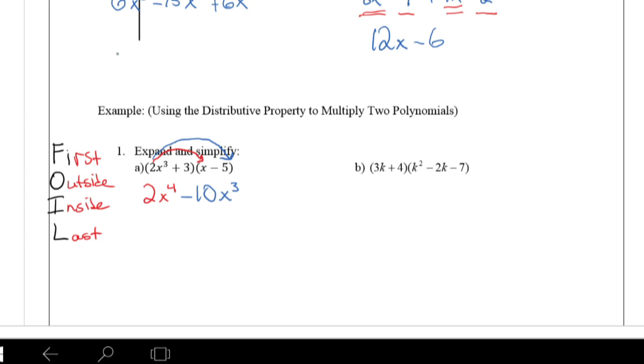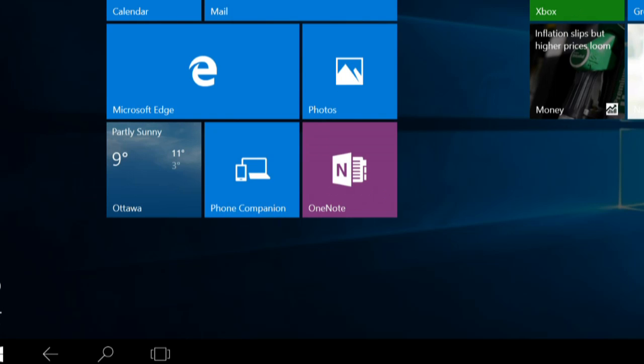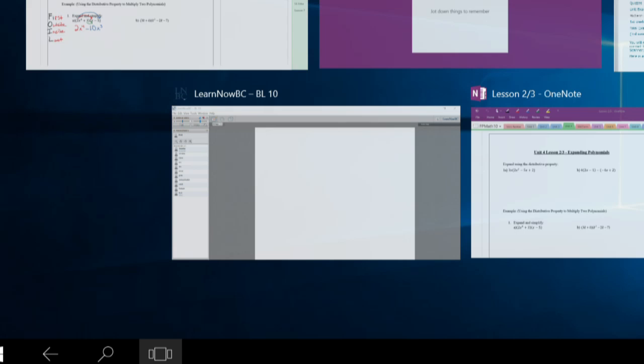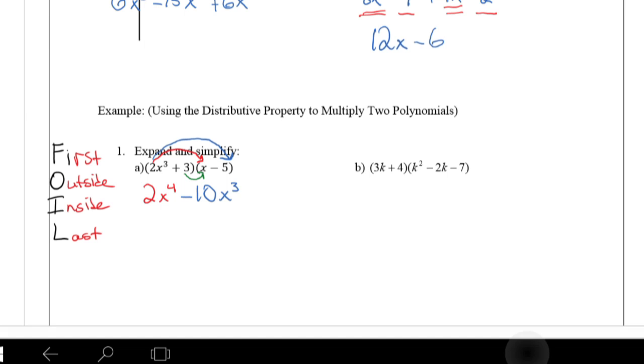And then I have my inside two terms. 3 times x, 3x, and then 3 times -5 is going to give me -15 for my lasts. So the 3 times the -5.